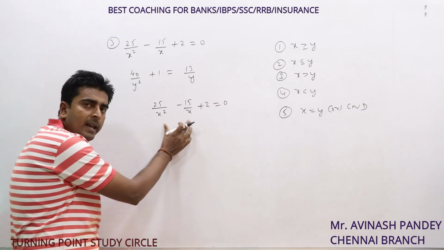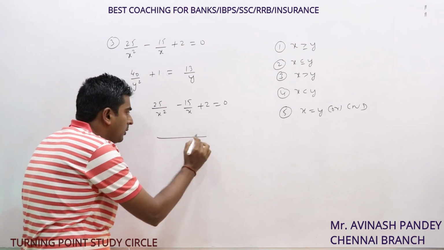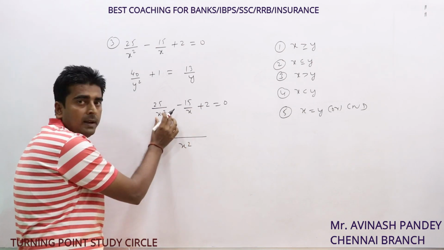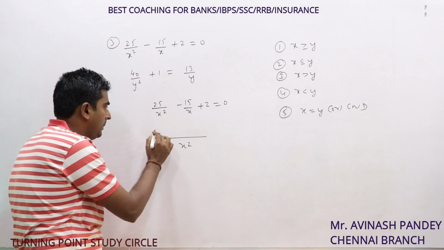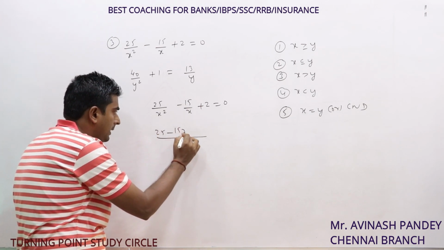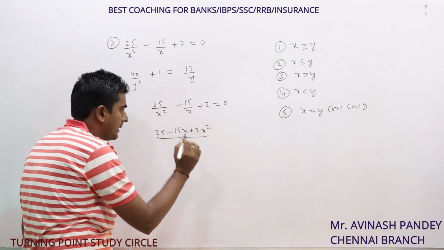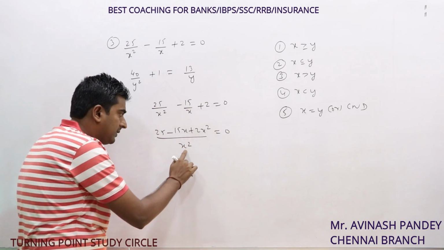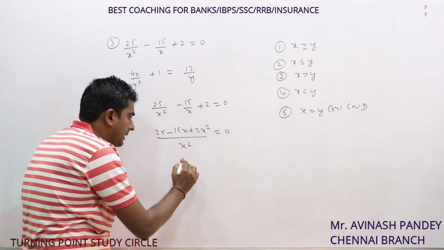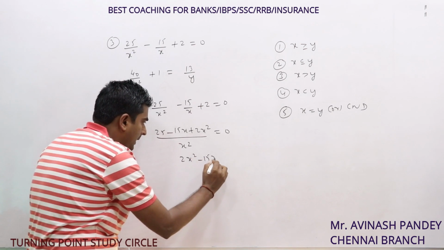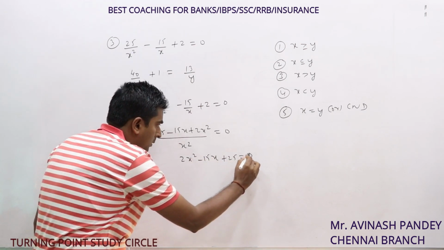So what is the LCM of x and x square? It is x square. So I am writing here x square. We need to multiply this x square with each and every term. So it will become 25, this will become minus 15x and this will become plus 2x square, right? Is equal to 0. So when x square goes there, it will become 0. I will be getting 2x square minus 15x plus 25 is equal to 0.